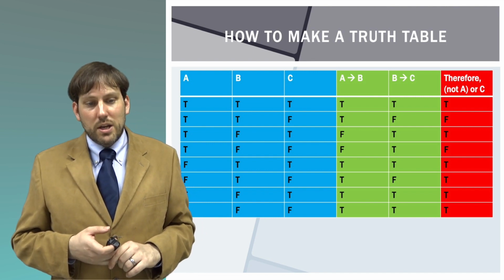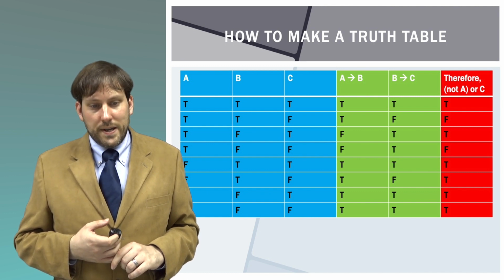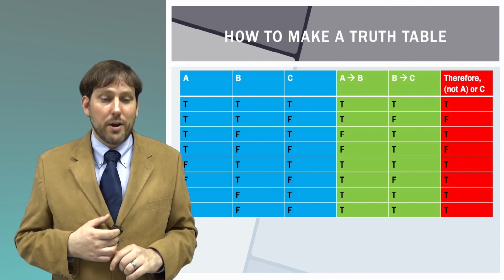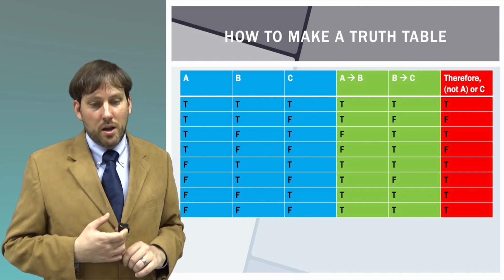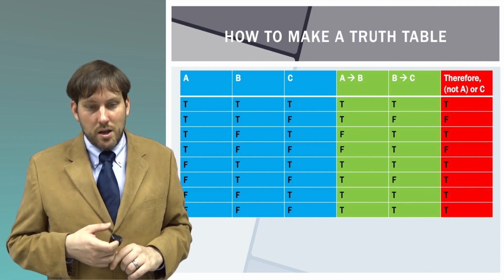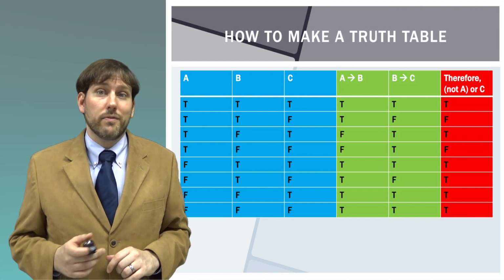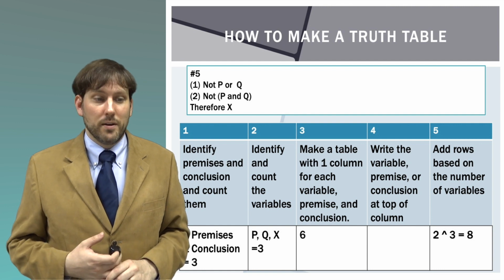So now we can check. When we check, what we're going to see is that this is actually a valid argument. So how do I know that? The places that have both true premises are row 1 and row 5 and row 7 and row 8. If you look, the conclusion in all of these is also true. Therefore, this is a valid argument. Let's look at a fifth and final one.